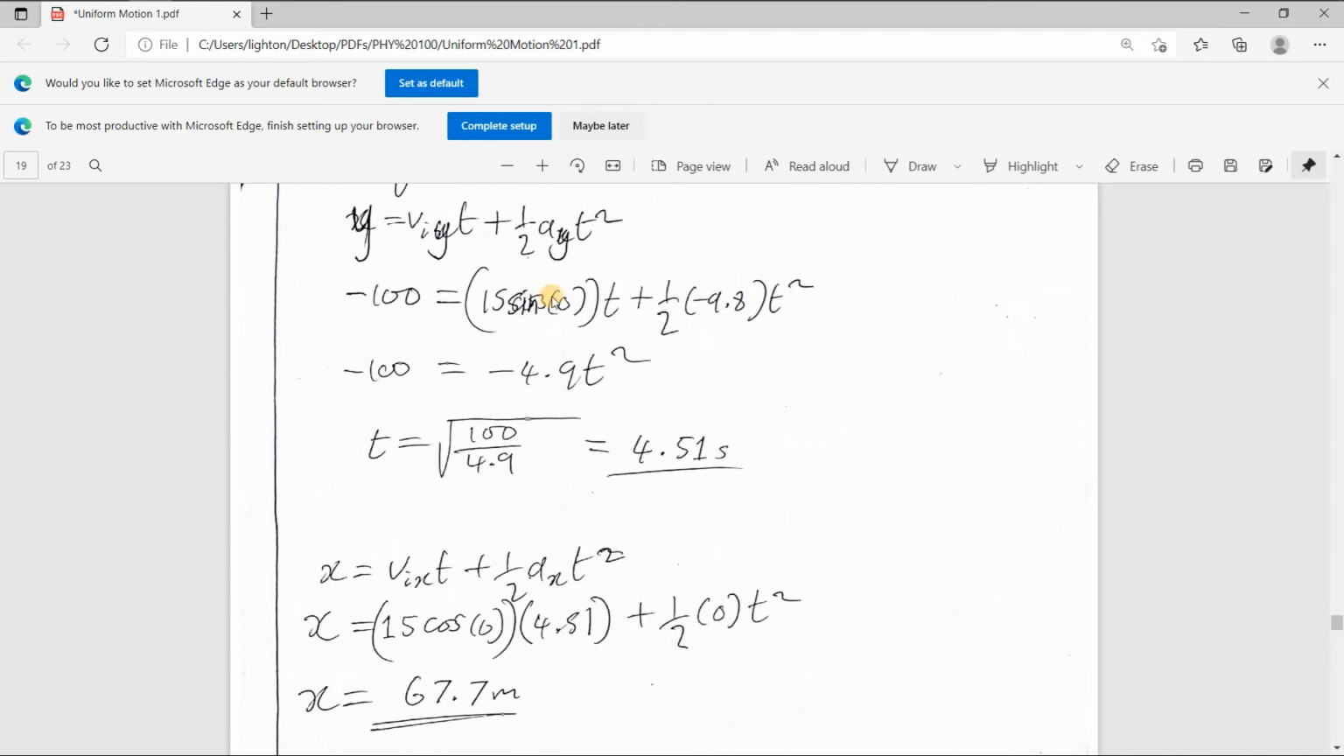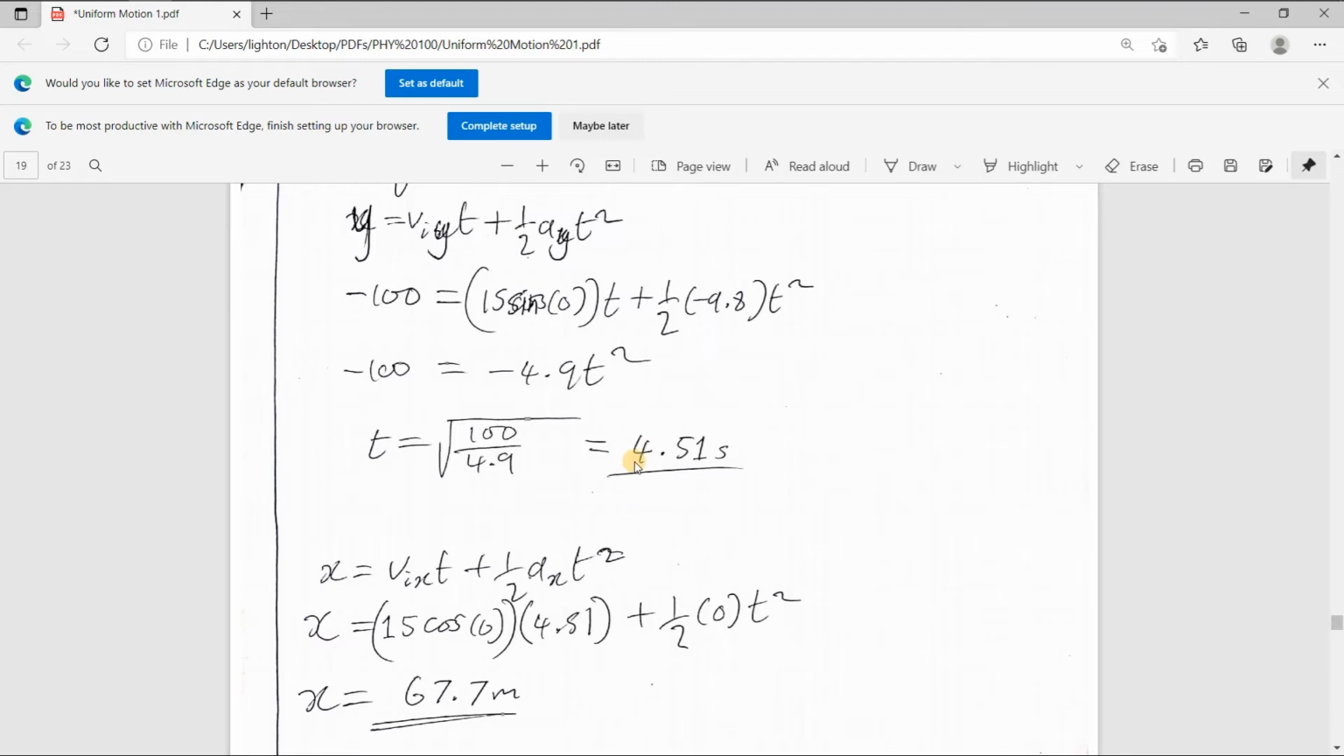So this is 15 sine 0. This is 0. That's a correction. So sine 0 is just 0. This is 0 here. And this times this is just 4.9, so this is 4.9 t squared. Minus 100 is equal to minus 4.9 t squared. We'll get that. So t is equal to the square root of 100 over 4.9, which is equal to 4.51 seconds. So you get that as the time to reach the ground.